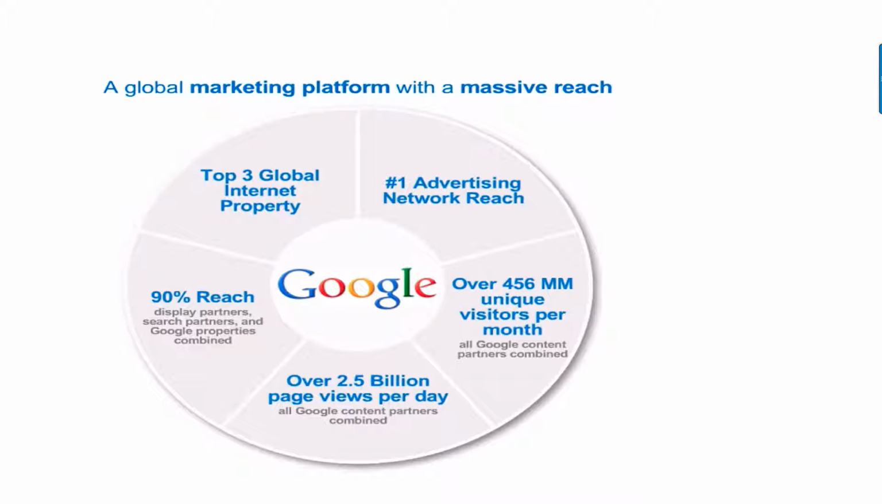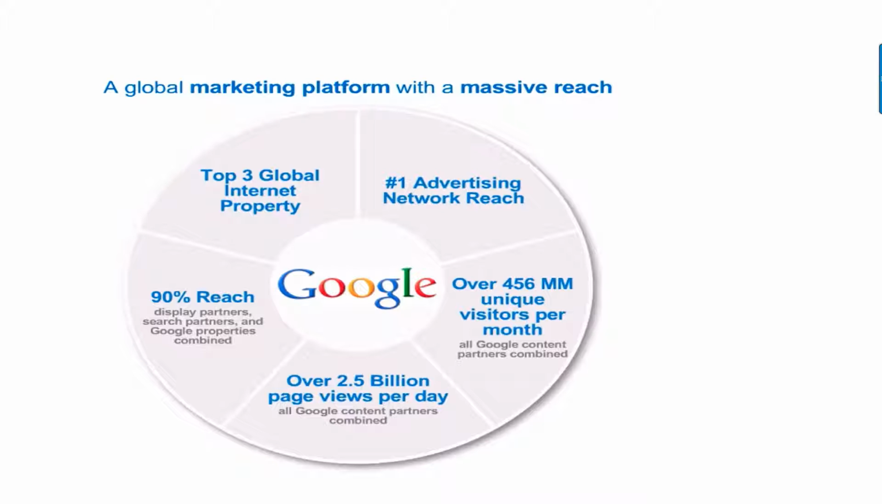So Google is the biggest ad network platform and has over 456 million unique visitors per month, 2.5 billion page views per day, and is 90% reach. So I think the latest statistics, something like 91% of people use Google whenever they're searching for something online. It is one of the top websites in the world, so if you are going to be trying to pay for advertising, pay for search advertising, it makes a lot of sense to use the Google network.